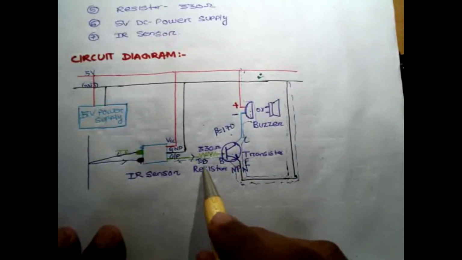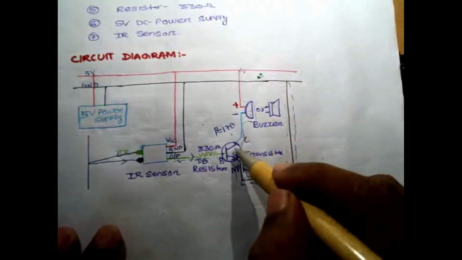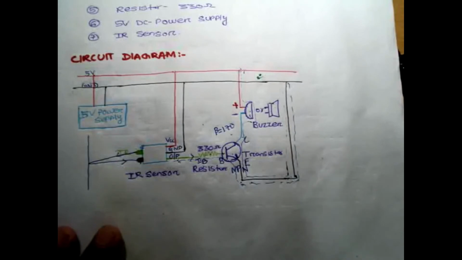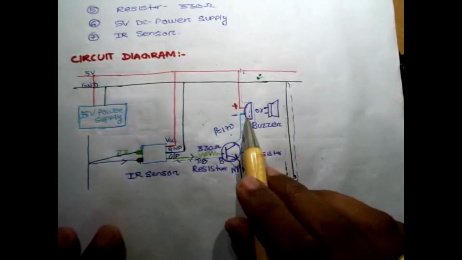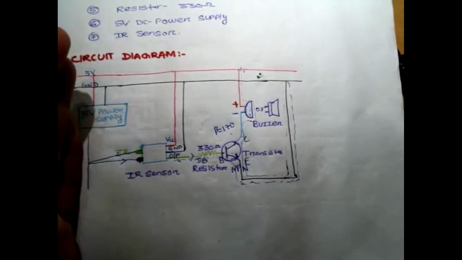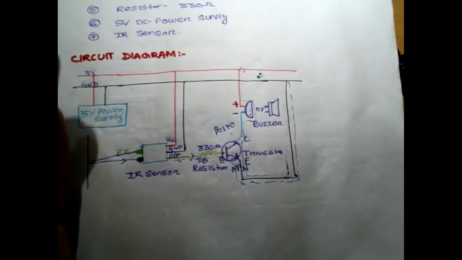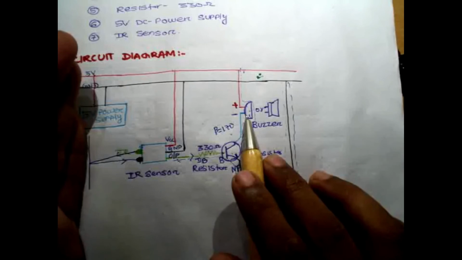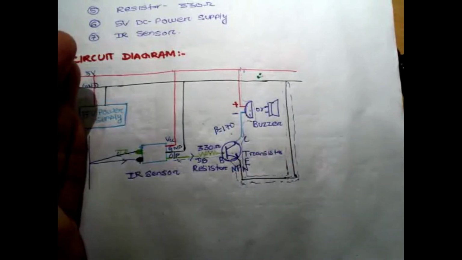170 times of this base current will flow in this output circuit. It means now this buzzer will start making a big sound. Now this buzzer starts functioning. So what I know from it is that whenever any person or any object comes into proximity, our designated proximity, then the buzzer will make a sound and we will get alerted accordingly.